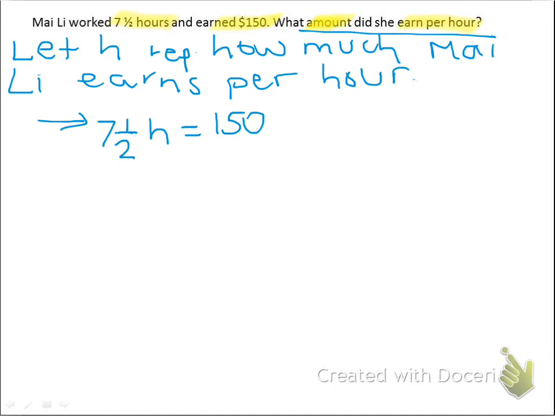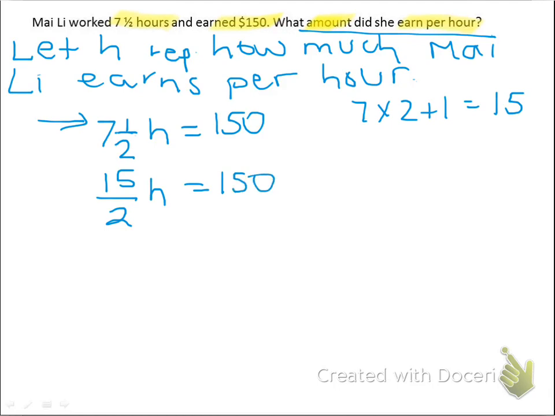There we go. 7 times 2, so you multiply whatever your whole number is by the denominator and then add the numerator. So we get 7 times 2 plus 1 is equal to 15. So we have 15 over 2 times her wage, her H, equals 150. So now we know how to solve this. We need to multiply both sides by 2. We have 15H equals 300. Then we're going to divide both sides by 15.